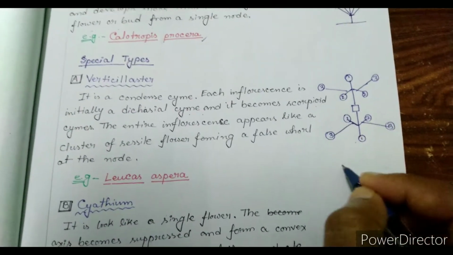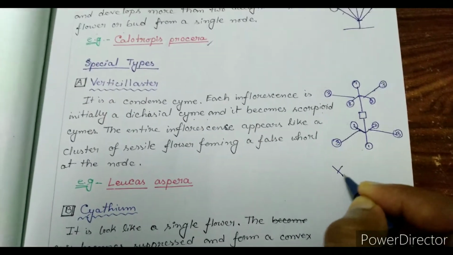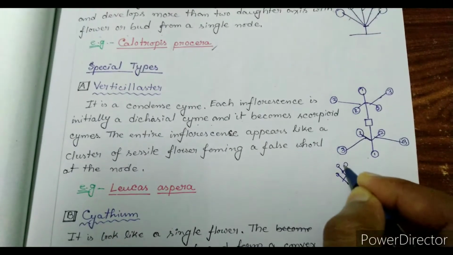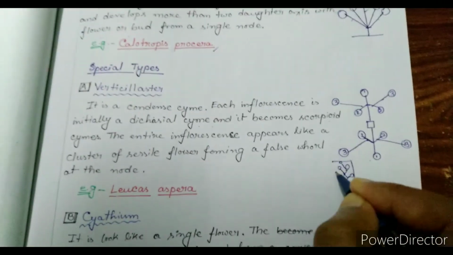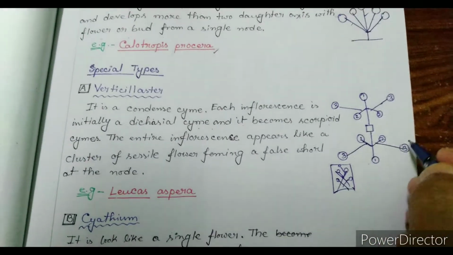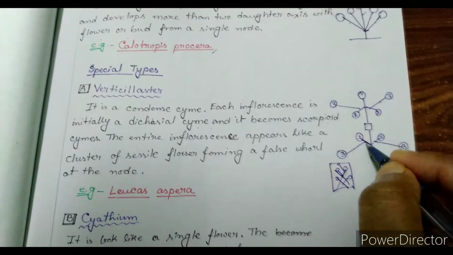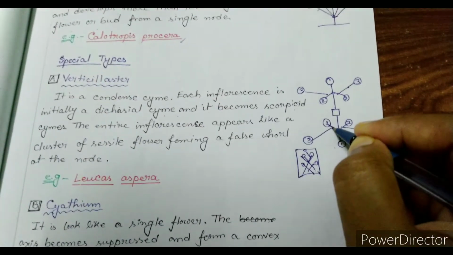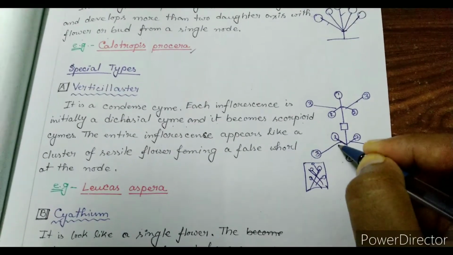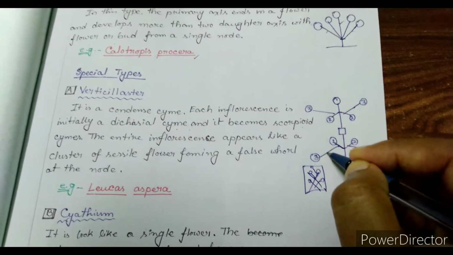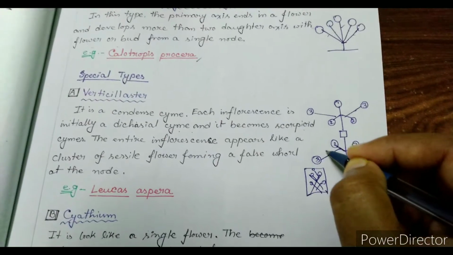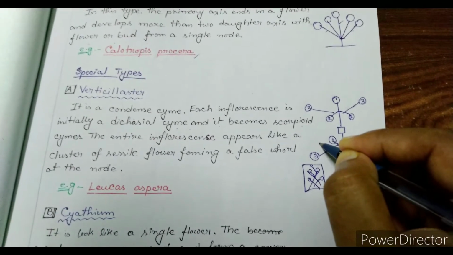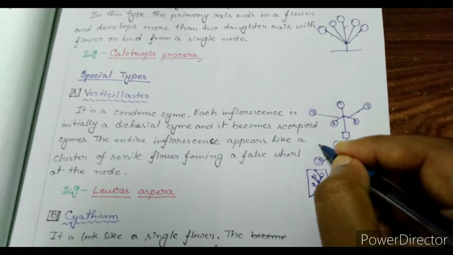In the case of scorpioid, a somewhat zigzag model is present. We know about this zigzag model. At the same time, another flower, number 4, is present. According to flower number 2, this is the left side and this is the right side. So from the right side another flower arises.